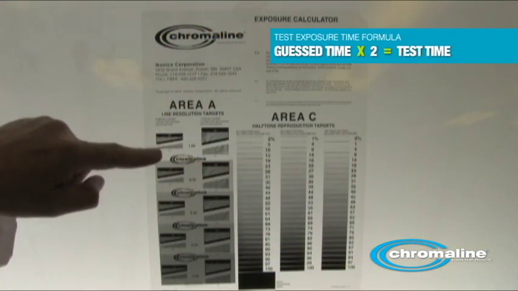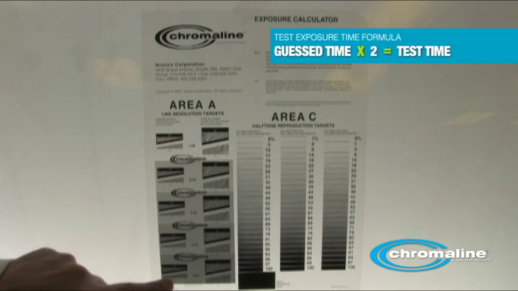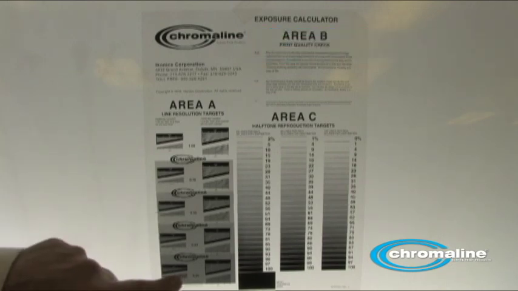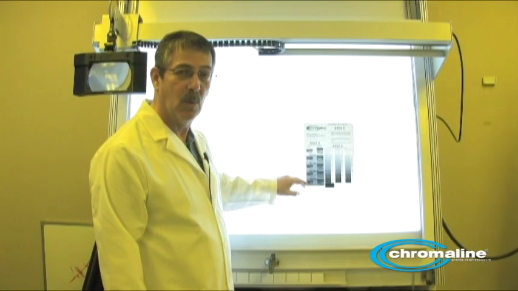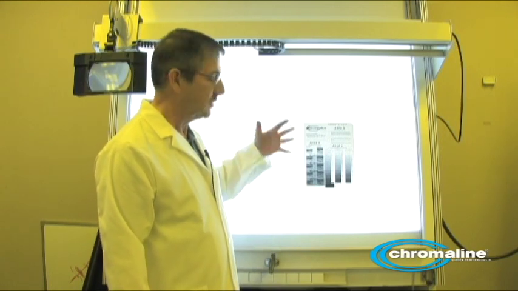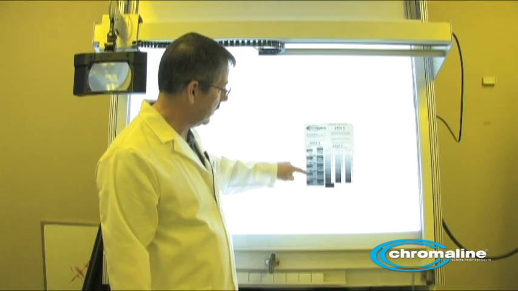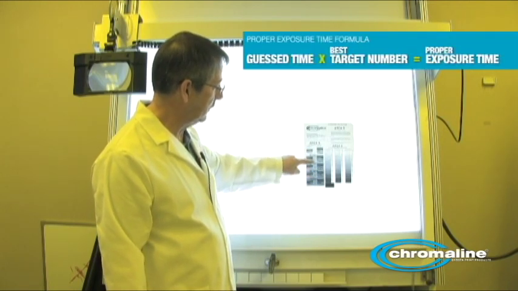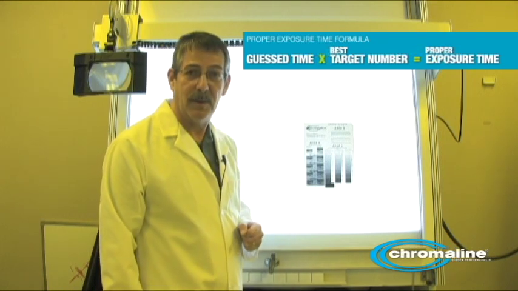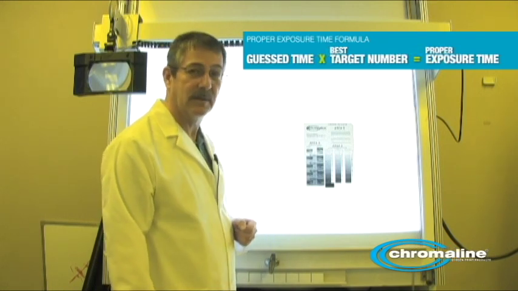And these areas will develop in different levels. One may be overexposed, one may be way underexposed. But once it's all developed out, you dry it, and now you can check here. Whichever area looks best, you check the number next to it, multiply it by that number, and that's your proper exposure. That's really all there is to it.